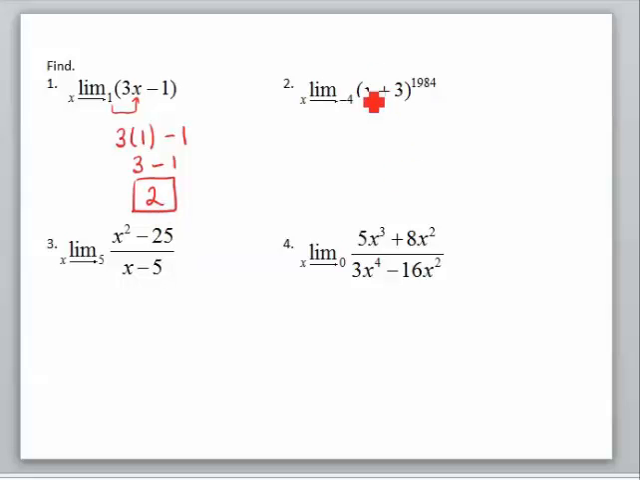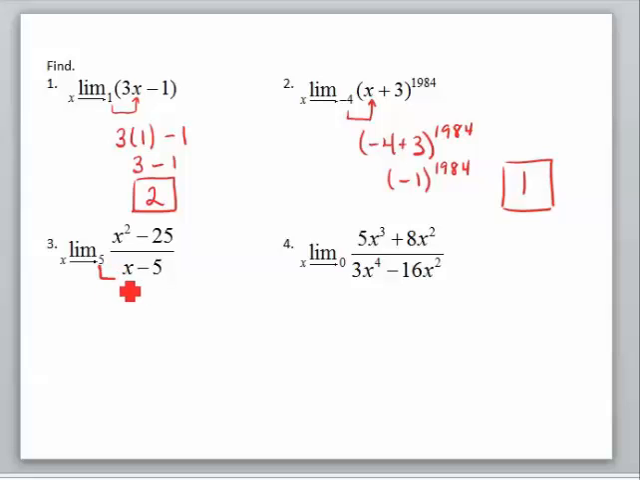On number 2, we'll try direct substitution first to see if it works. And on this one, we get negative 4 plus 3 to the 1,984th power. Well, that gives me negative 1 to the 1,984th power. Since that's an even power, I know my answer is 1.